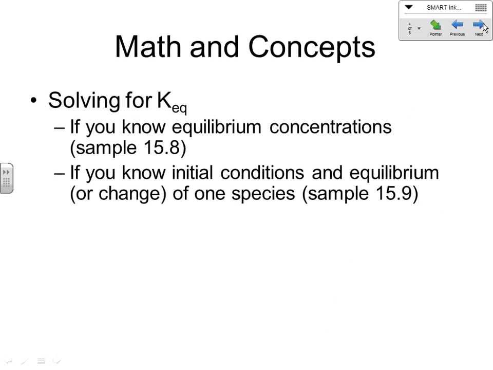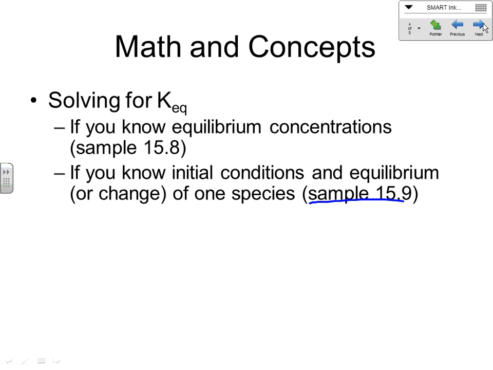Next, solving for Keq. If you know the equilibrium concentrations, write the Keq expression from the reaction, plug in your equilibrium concentrations, and you've got your Keq, you're done. Now, if you know initial conditions and either one of the substances' equilibrium or one of the changes, in your ICE box table, when you set up your x's, you'll be able to calculate what all the x's equal in a very, very quick calculation. And something like sample problem 15.9 would be similar to this.